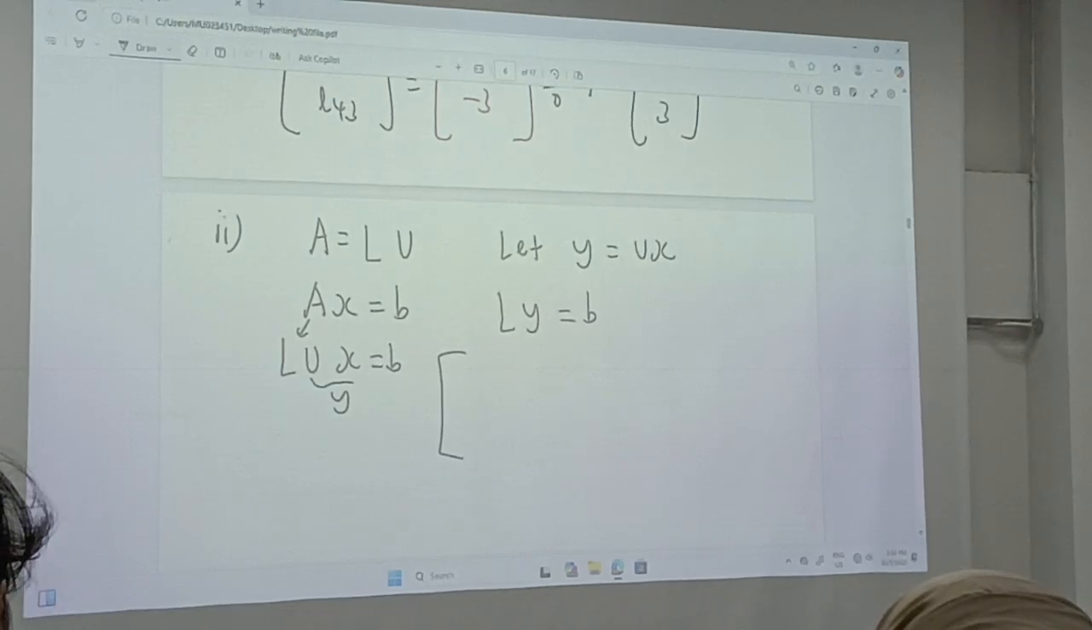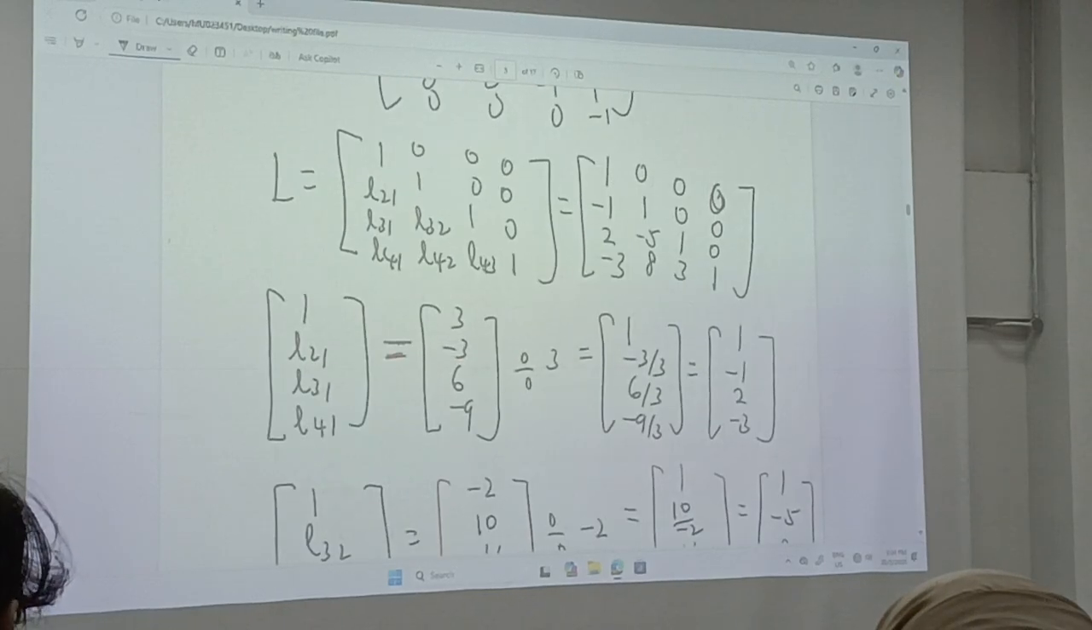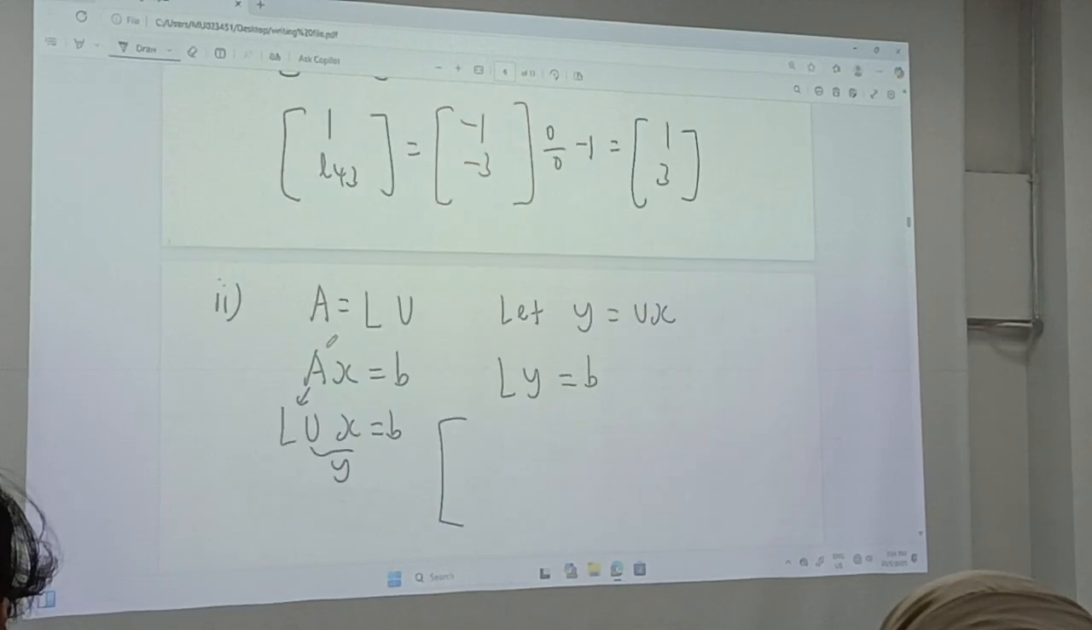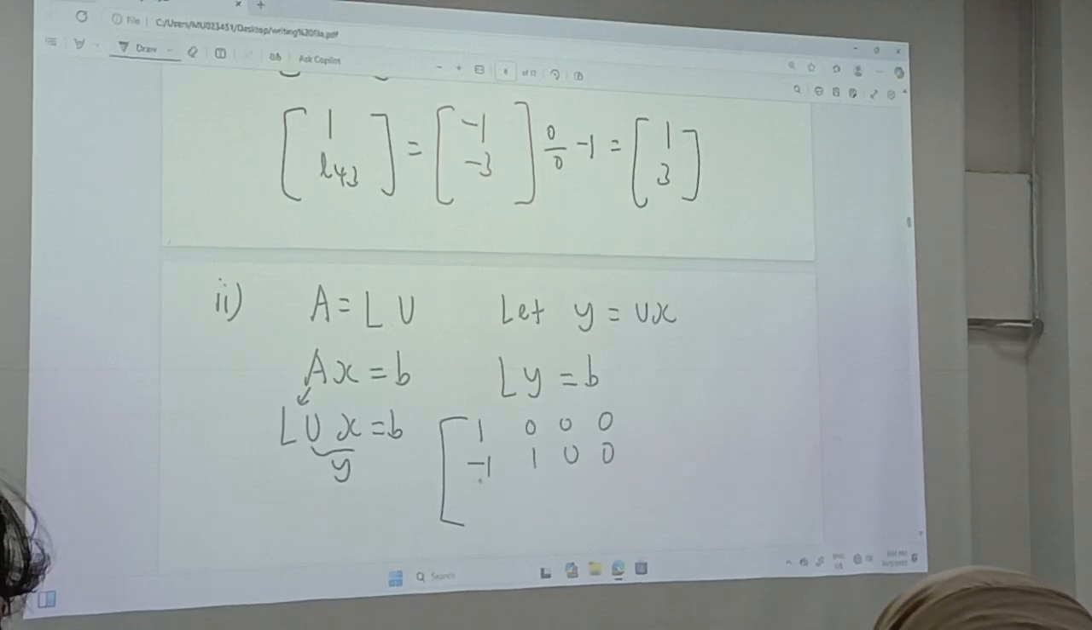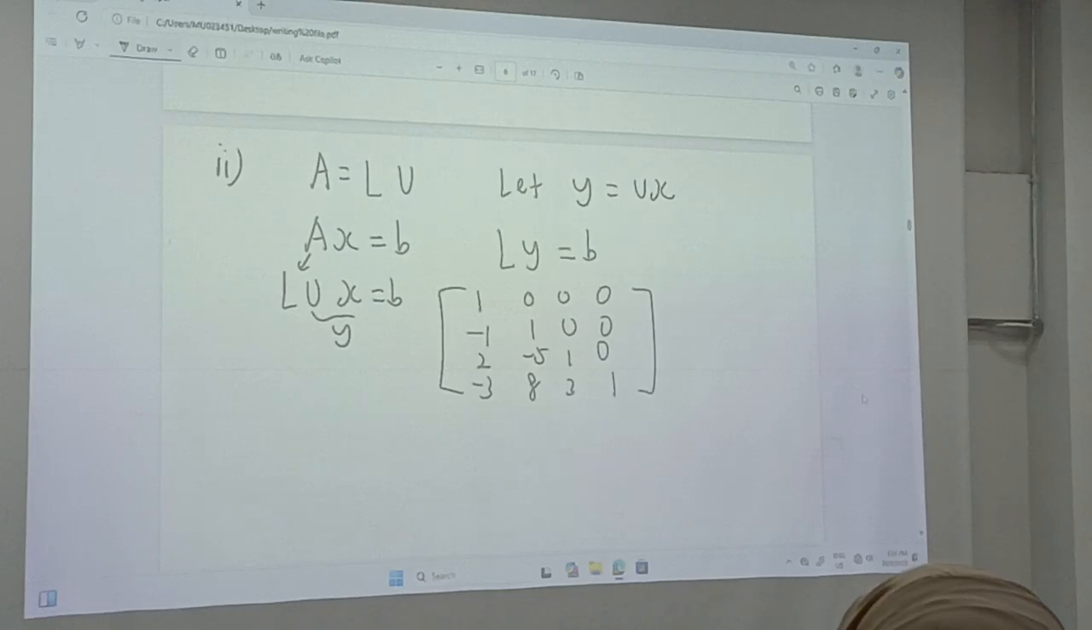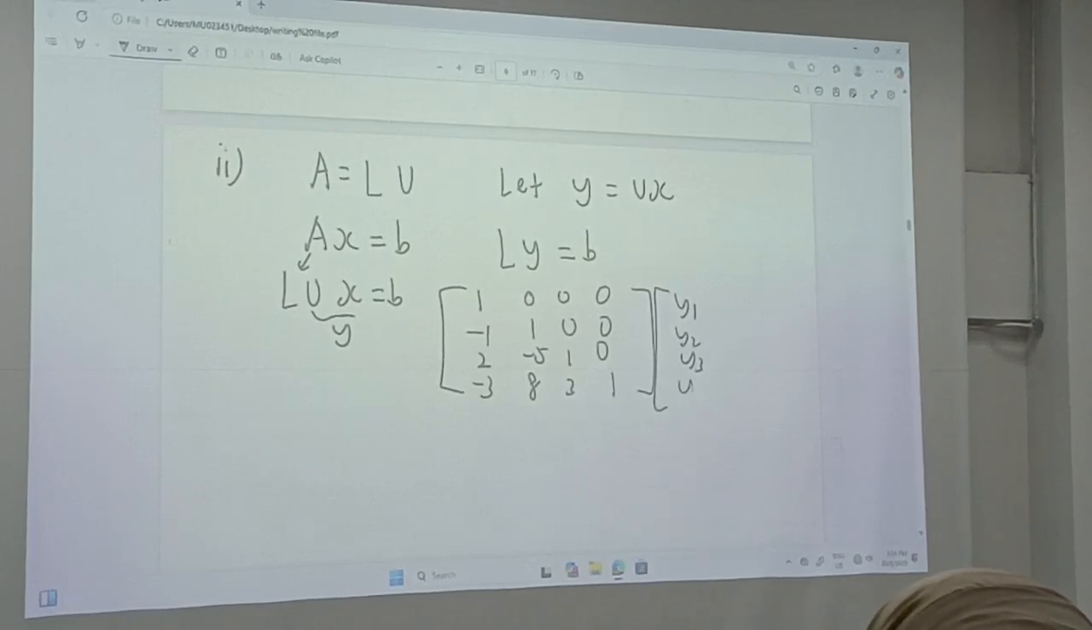Again, this matrix L, we found out over here. So write down all the values from here. It's 1, 0, 0, 0; negative 1, 1, 0, 0; 2, negative 5, 1, 0; negative 3, 8, 3, 1. Correct or not? Check it. y will be y1, y2, y3, y4.